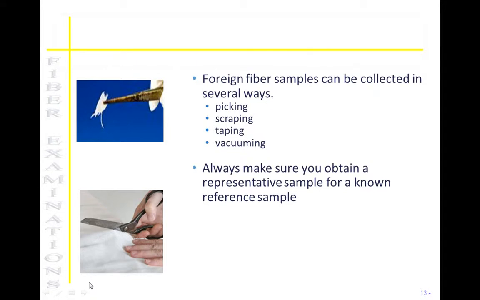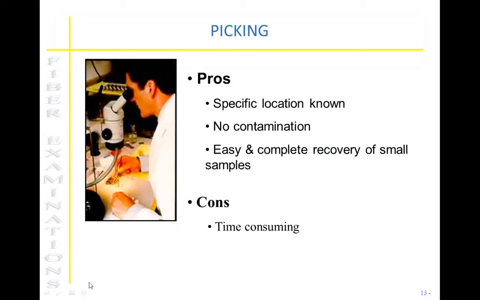Foreign fiber samples can be collected in several different ways, either by picking, scraping, taping, or vacuuming. You always want to, if possible, remember to collect or request known samples for comparison. Remember, once again, picking your samples with tweezers is going to be the preferred method because this is going to give you the specific location that that item was actually collected from.